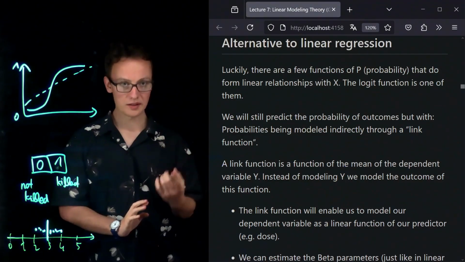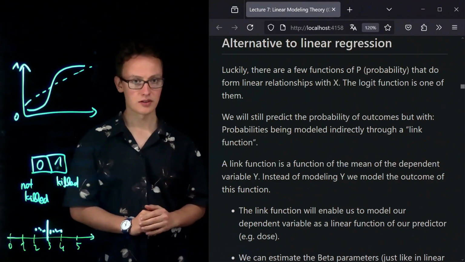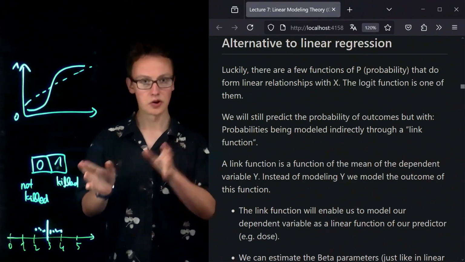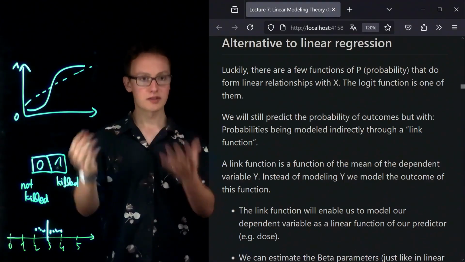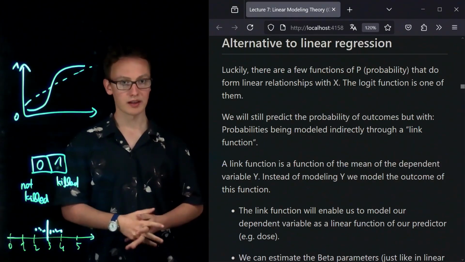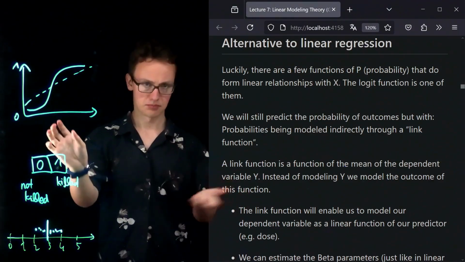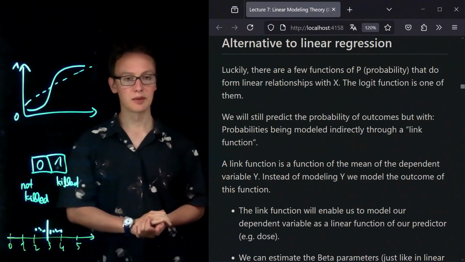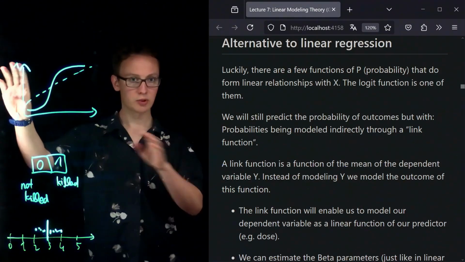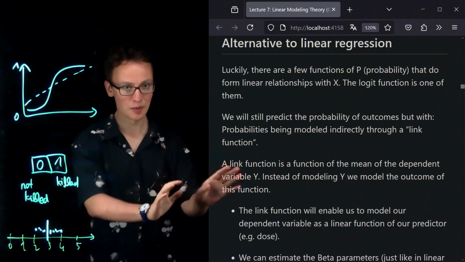And one such function is the so-called logit function. Once we are looking at logits rather than just probabilities, we are suddenly in a situation where we can, in fact, make the assumption that some numerical predictor, or even potentially categorical predictor, has a linear effect on that outcome. Not in probabilities anymore, but in so-called logits. We'll see in a moment what logits are.